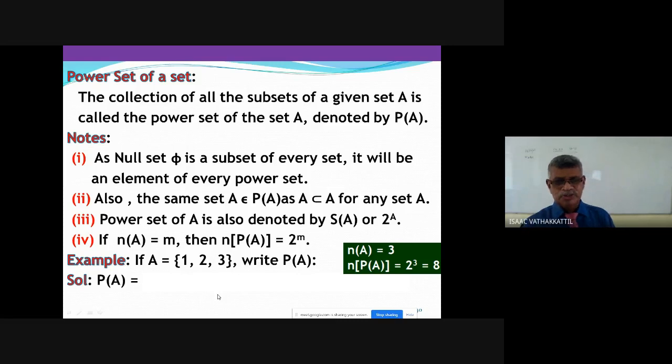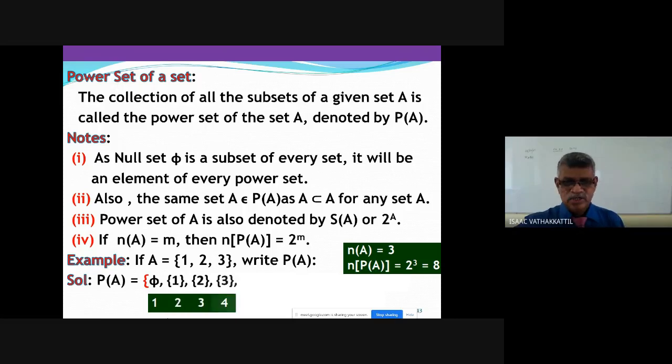So keep this procedure. First write the null set, that is no elements. Then you write sets with 1 element. If I write the sets here, first I write the null set that contains no element. I'm just counting it. I must have 8 elements. Then I write sets with single elements. I have 1, then 2, and then 3. So totally I listed 4 subsets.